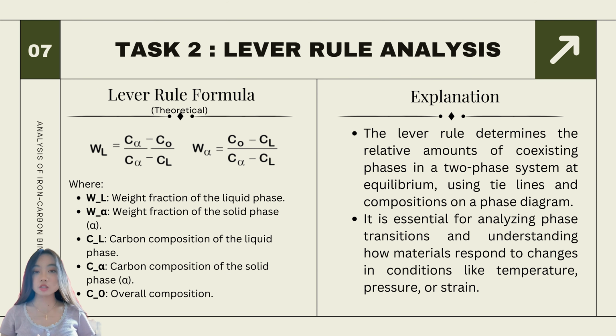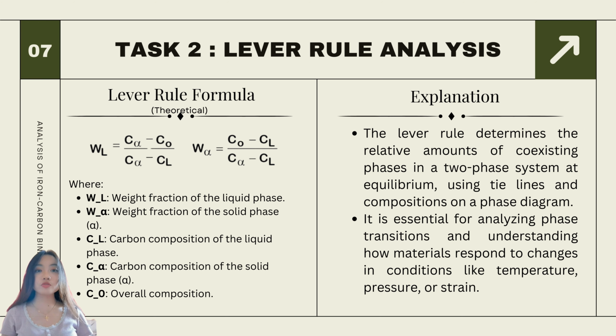Next, I will focus on the lever rule analysis in the context of the iron-carbon binary system. We will explore the principles behind the lever rule, its application, and the implications of accurate data interpretation. To begin, let's discuss the lever rule and its significance. The lever rule is a fundamental tool used to determine the relative amounts of coexisting phases in a two-phase system at equilibrium. This is particularly important in analyzing phase transitions and understanding material behavior under varying conditions, such as temperature or pressure. The lever rule can be mathematically expressed as follows.